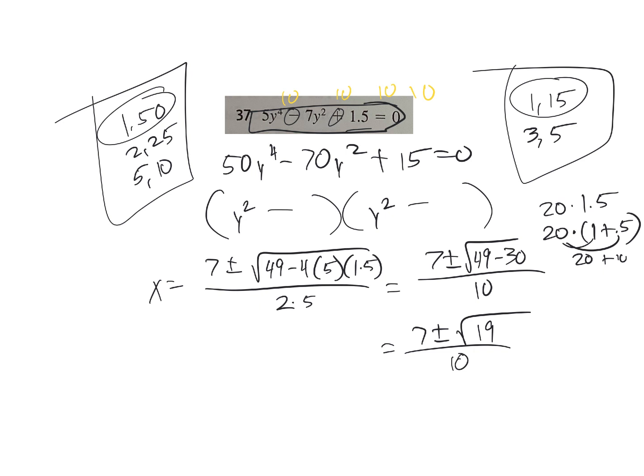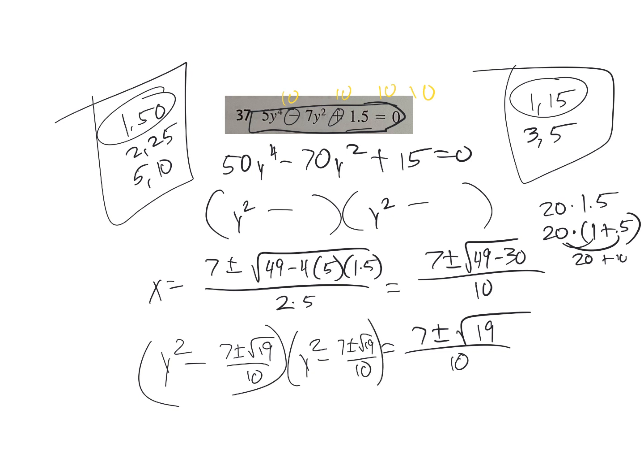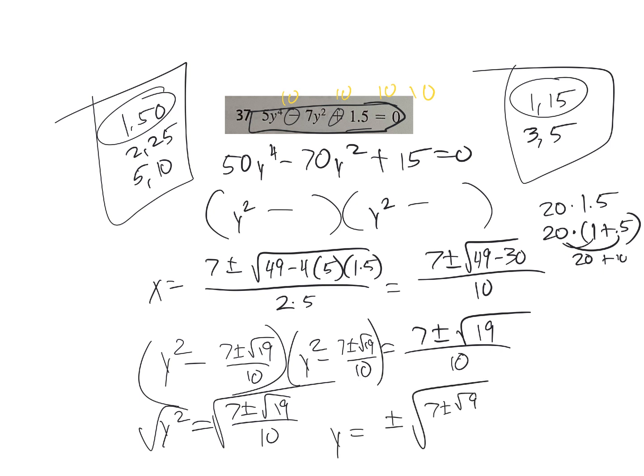And we have two of these. Remember, it's squared. It's y squared minus 7 plus or minus square root of 19 over 10, and y squared minus the same thing, 7 plus or minus square root of 19 over 10. I'm just showing it to you. So you're going to have y squared equals 7 plus or minus square root of 19 over 10. You take the square root of that, right? You're going to get a positive negative. So y equals a positive negative, the square root of 7 plus or minus square root of 19 over 10.